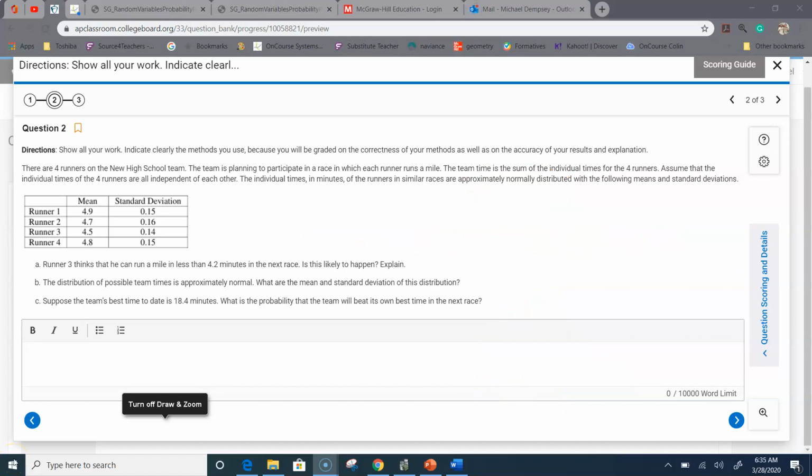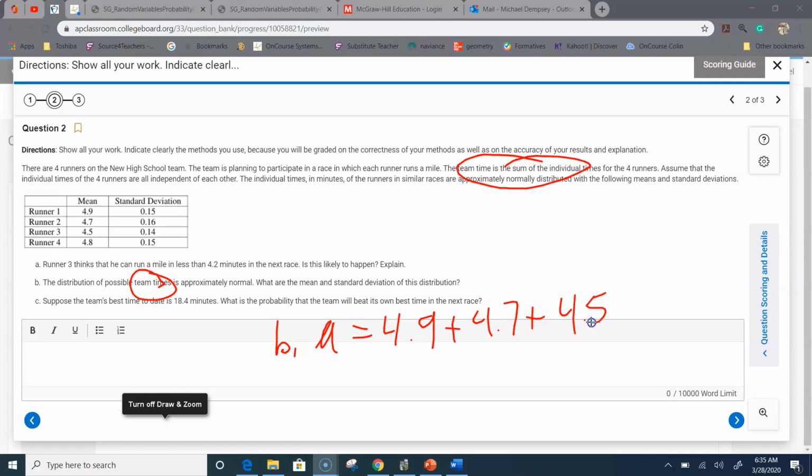Okay, so now for part B, the distribution of possible team time. So let's remember what the team time is, right? The team time is the sum of individual times. So for part B, the mean is going to be real easy. The mean team time is just going to be the sum of all their times on average. 4.9 plus 4.7 plus 4.5 plus 4.8. Jeepers creepers. That's supposed to be a 4.8. Okay, so I just add them all up.